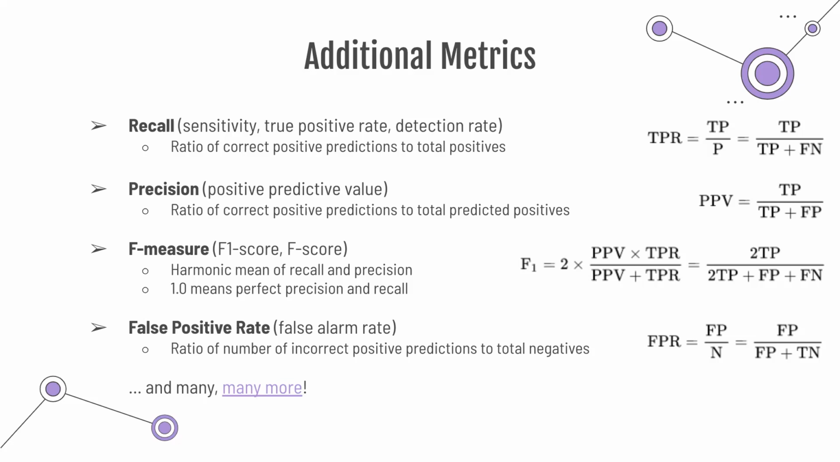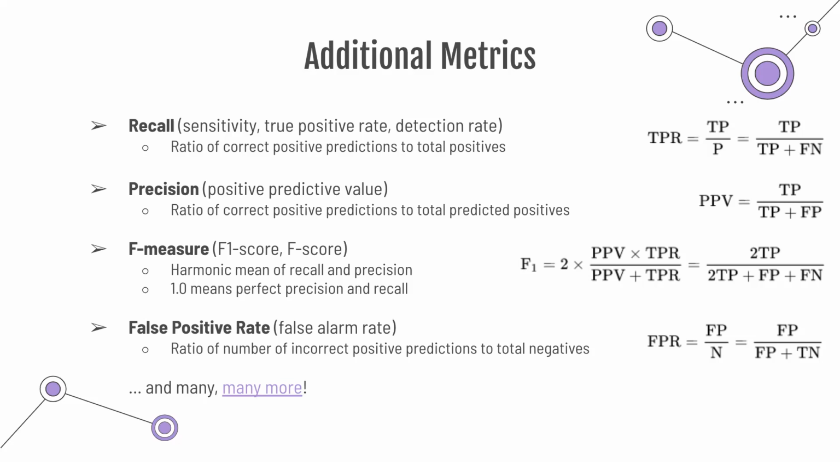And next up, there is something called the F1 score or the F measure, which is the harmonic mean of recall and precision. You can also use this formula here to figure out what the F1 score is. A 1 would mean that it has perfect precision as well as recall, and that would mean that it's an incredibly robust and strong algorithm.